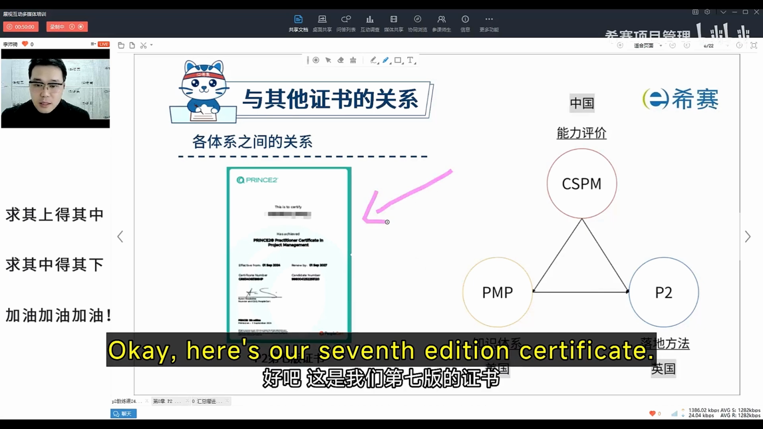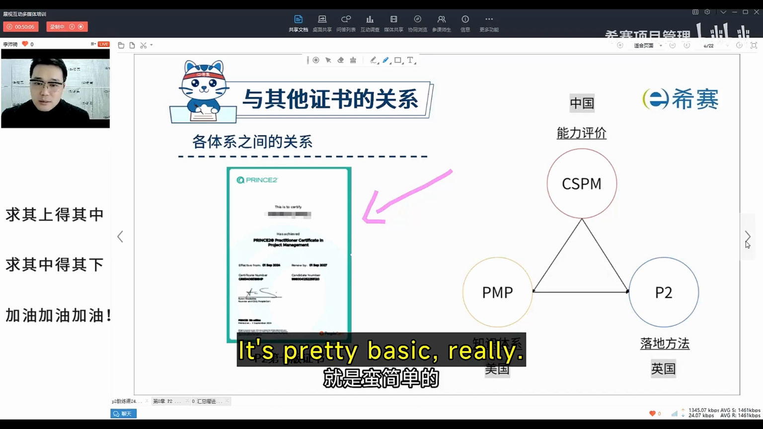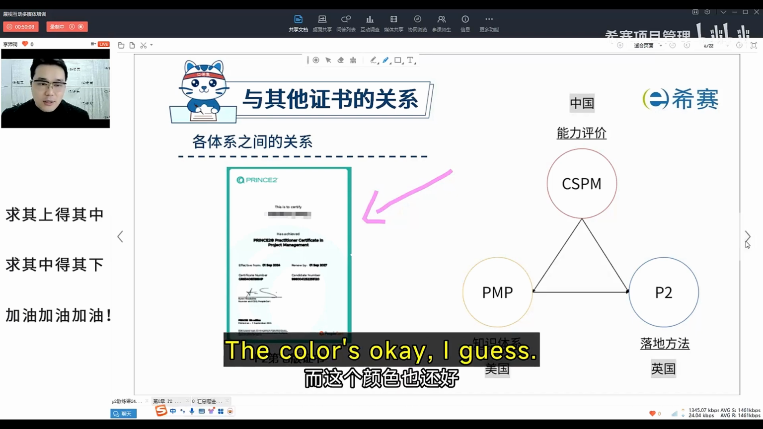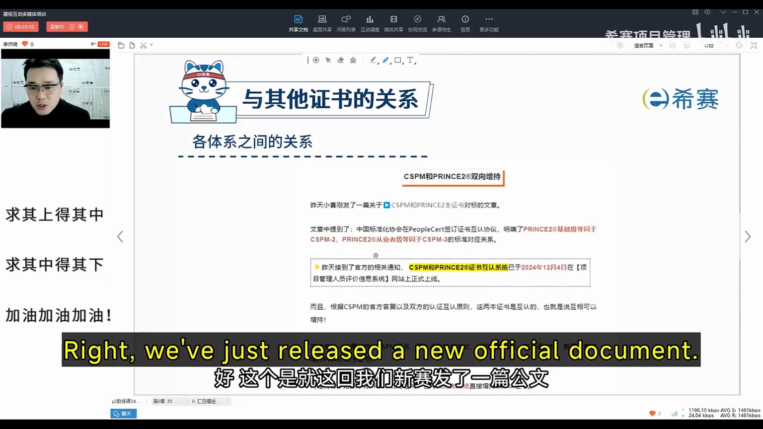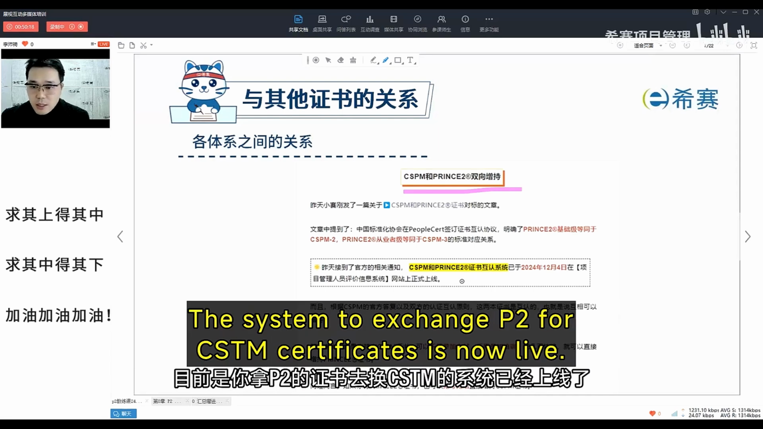Okay, here's our 7th edition certificate. Honestly, it's not as nice as the CSTM certificate. It's pretty basic, really. The color's okay, I guess. Right, we've just released a new official document. They're highlighting the mutual benefits of CSTM and PRINCE2 certifications. The system to exchange P2 for CSTM certificates is now live.